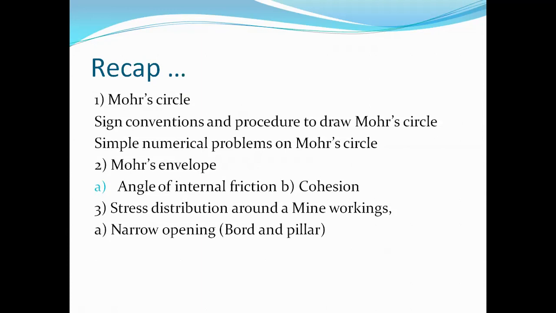From the Mohr envelope, we'll determine the following two parameters: the angle of internal friction and cohesion. Along the failure plane in a two-dimensional block of rock mass, we can determine the angle of internal friction and the cohesion acting along that plane. These two parameters we can determine by plotting the different Mohr circles and from the Mohr envelope. Then we discussed in brief the stress distribution around mine openings, mainly in the case of a narrow opening.